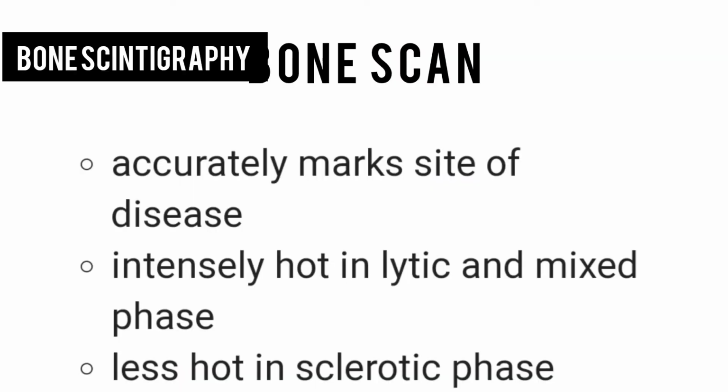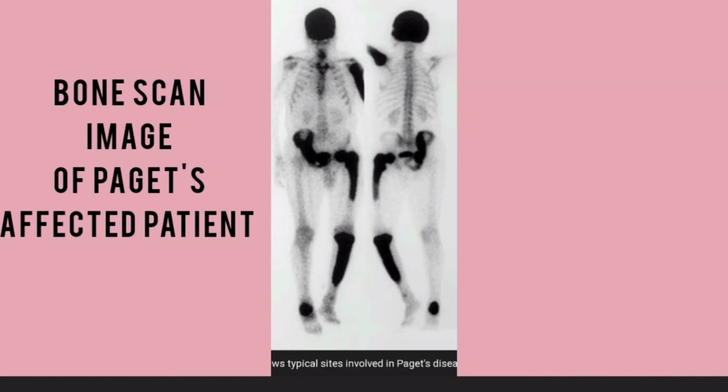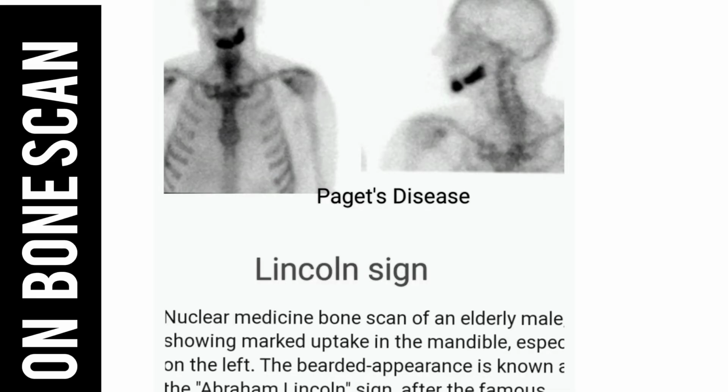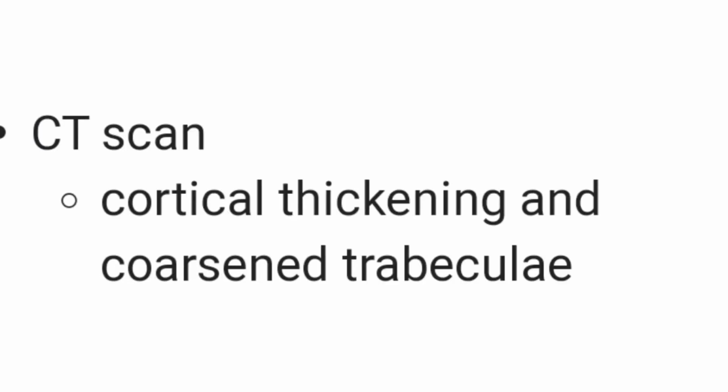This is the bone scan or bone scintigraphy which accurately marks the site of the disease, and this is the bone scan image of a Paget affected patient. The Lincoln sign, also known as the black beard sign, is one of the signs of Paget disease which is seen on the bone scintigraphy when the disease involves the mandible. The MRI may also show lumbar spinal stenosis, and the CT scan shows cortical thickening and coarsened trabeculae.